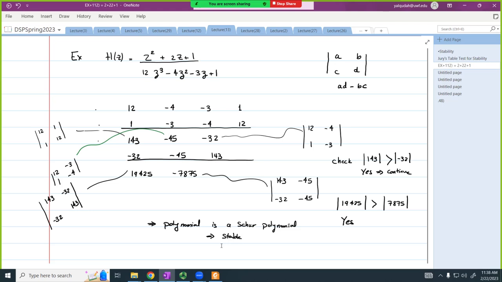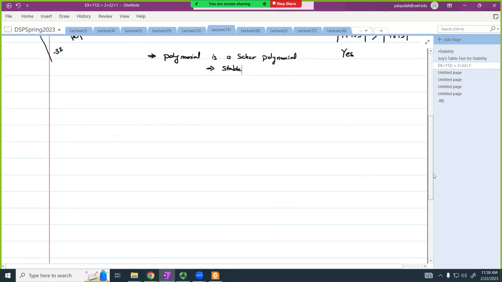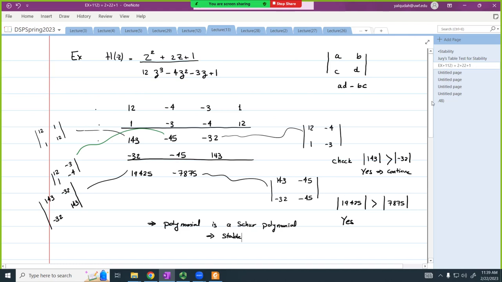Can you scroll back up so I can see how the elements of the matrices are selected? So we have 12, negative 4, negative 3, 1. Then we flip them. Then this with this, this with this. So this with this will give me this element. This with this will give me this element. This with this will give me this element. That's why I wrote the matrices, so you can calculate them and see where they're coming from.